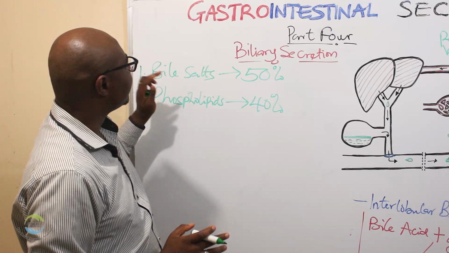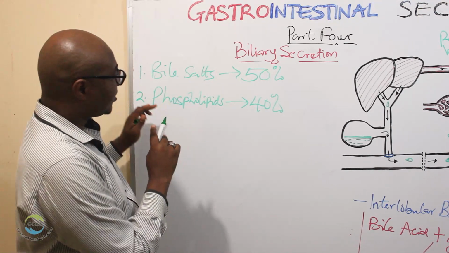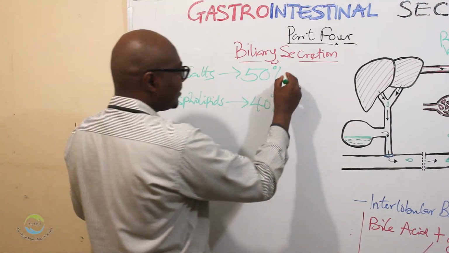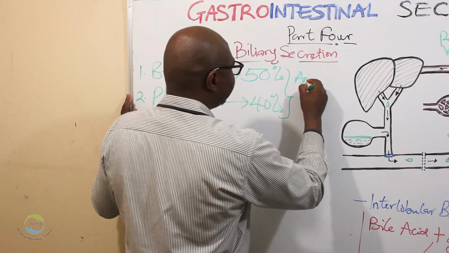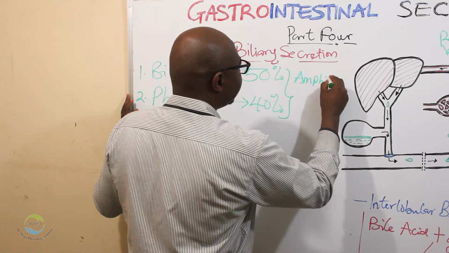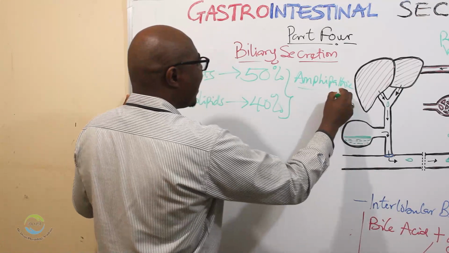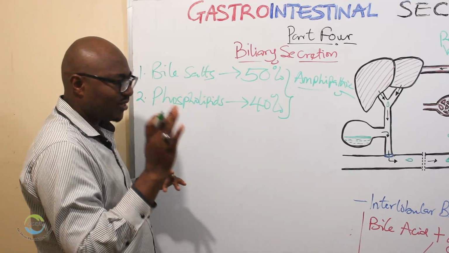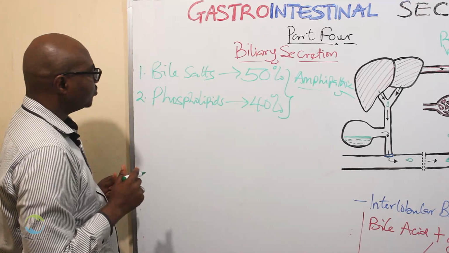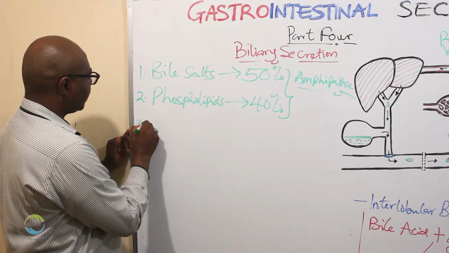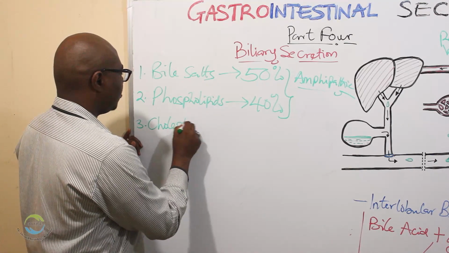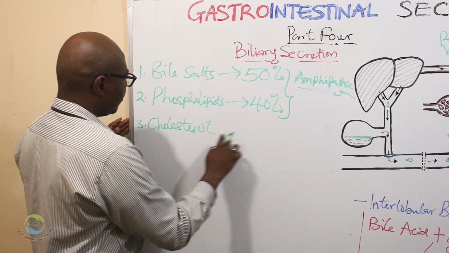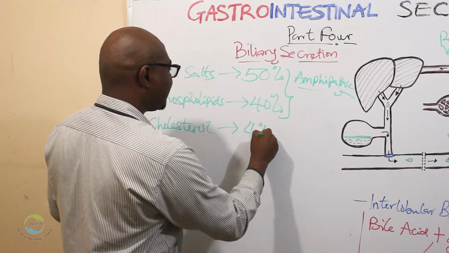So invariably, these 2 are the main constituents, 90%: phospholipids and bile salts. And what is special about these 2 is that they are amphipathic. That is, they have a hydrophobic part and a hydrophilic part. We'll tell you why it happens like that, these 2. Okay, so number 3 is cholesterol. After all, bile acids are synthesized from cholesterol. This is just about 4%.